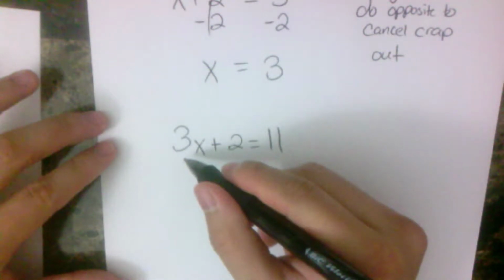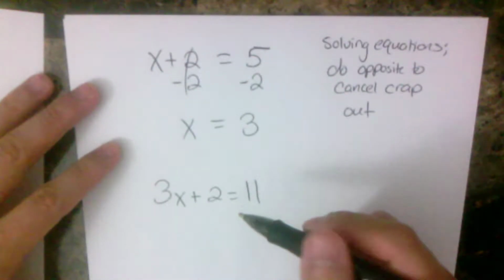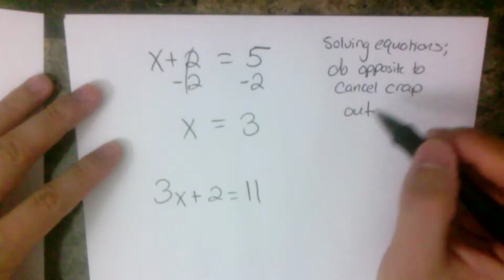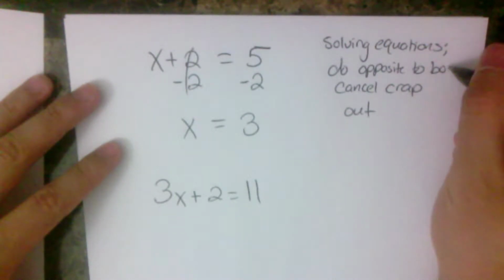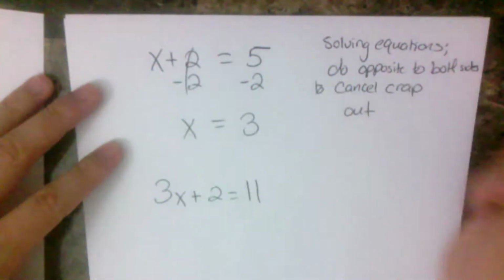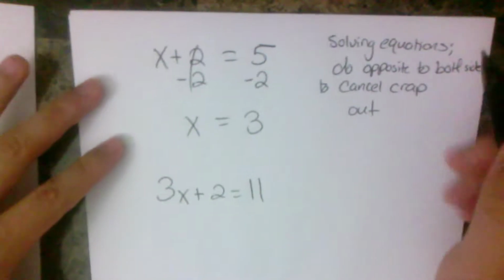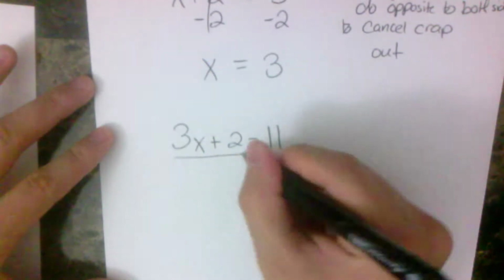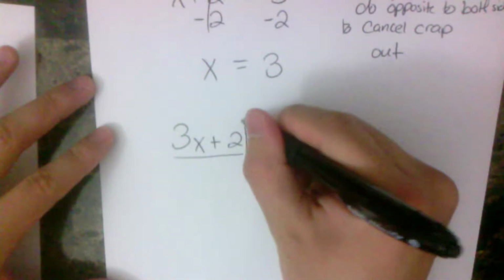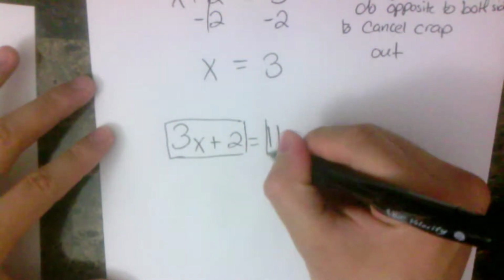When you decide to divide by 3, remember I said that when you solve equations, you do the opposite to cancel things out, but you have to do the opposite to both sides. Both sides of an equation means the whole thing. This is a side of an equation because you've got that equal sign there, so that's a whole side, and that's a whole side.